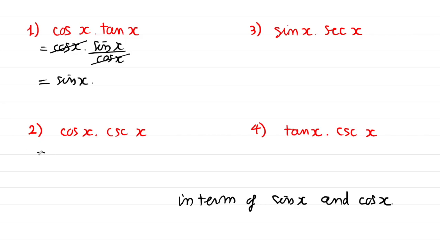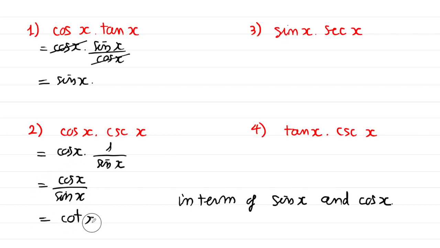Okay, the next one. This is cosec, which means 1 over sine, and they multiply cos x, so you can write down cos x divided by sine x like this. This is an expression in terms of sine and cos, so I can stop writing here. But if you want to simplify it more, it's also equal to cotangent x.